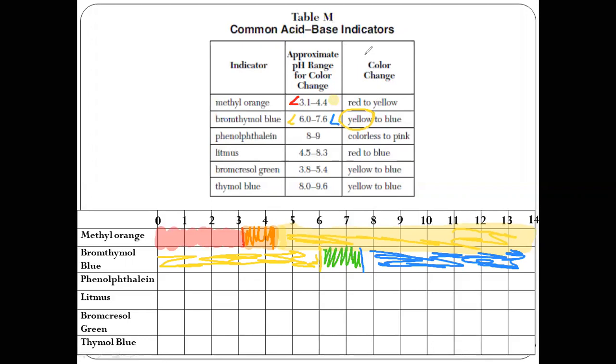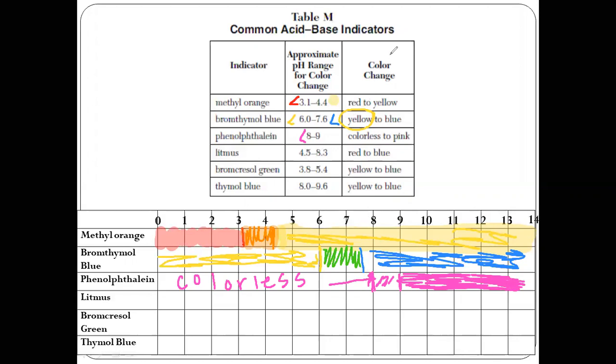Okay, next one, phenolphthalein. So phenolphthalein, when it's less than 8, is colorless. So I'm just going to write that in, and I would tell you guys to do that too. So colorless up to 8. From 8 to 9, it's light pink. So if I could, I would shade it in just really lightly here. And then above 9, it's going to be a dark pink. So in the middle is a light pink, and then above is a dark pink.